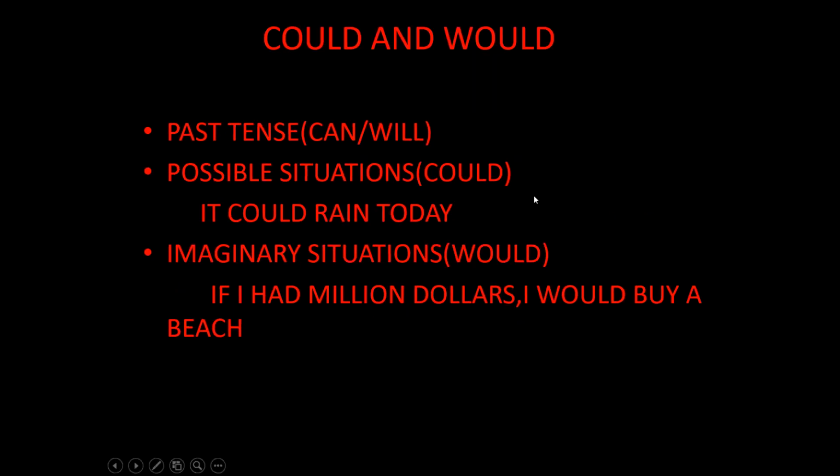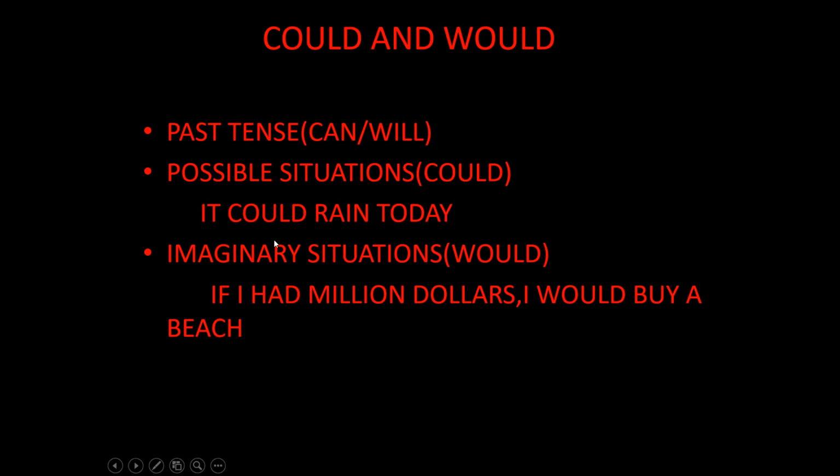Now, could and would. I think, Nikhil, you asked this question, na? So I have again made a separate slide. देखो, past tense. Can का past tense क्या होता है? Could. Will का past tense? Would. अगर आपको can का past tense use करना है, जैसे मैं कर सकता था, so then you have to use could. And if I want to use the past tense of will, then you have to use would.